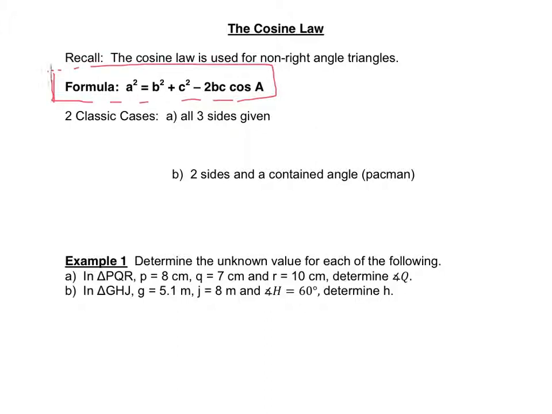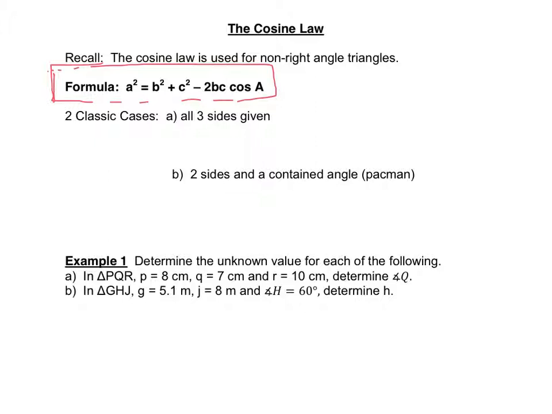And of course, that formula will change slightly depending on the labels of your triangle. So it obviously will not always be A, B, and C. But that is the general pattern. So a squared equals b squared plus c squared minus 2bc times the cosine of angle A.